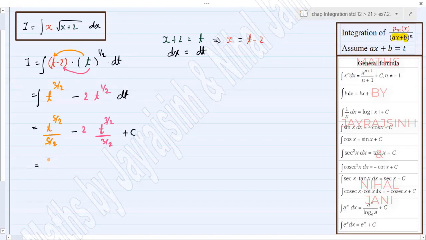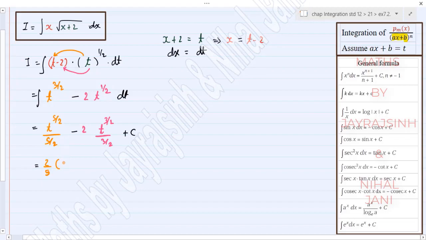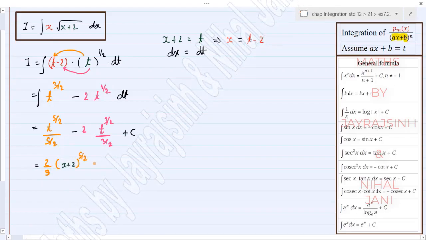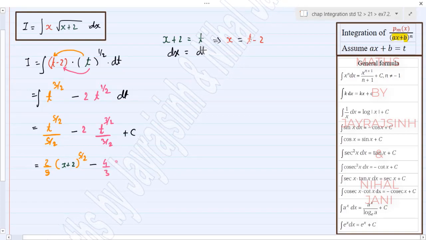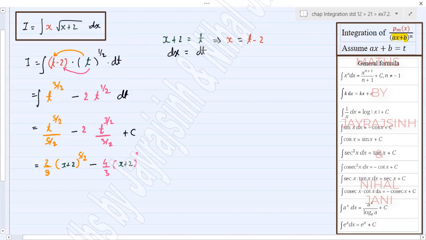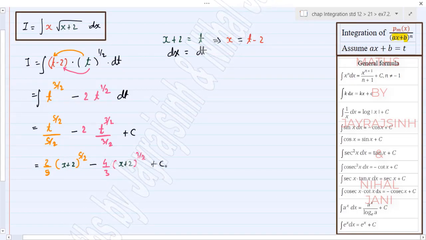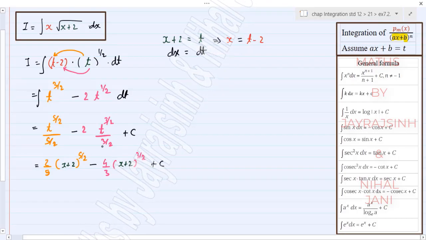Let's simplify. We will get 2 by 5. Instead of t, we have to substitute x plus 2 whole raised to 5 by 2, minus, here we'll get 4 by 3 (x plus 2) whole raised to 3 by 2, plus c as your final answer. Ta-da!